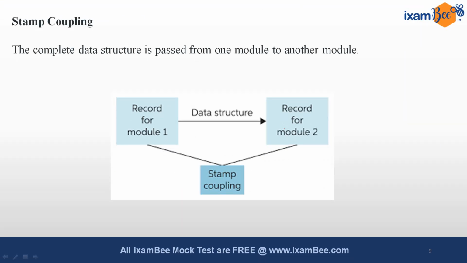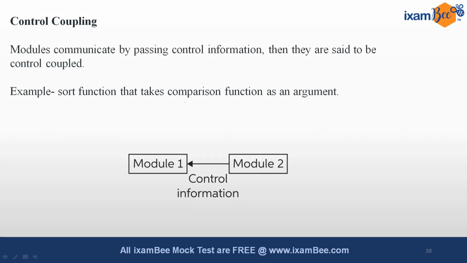The next example is stamp coupling. Here the complete data structure is passed from one module to another. Earlier we saw that only data was passed from one module to another, but here the entire data structure is passed. There are many data structures, some predefined and some user defined. Whatever the data structure of a particular module is, the interdependency is such that we need to share this data structure between the records of module 1 and the records of module 2. Whenever a complete data structure is passed from one module to another, that comes under stamp coupling.